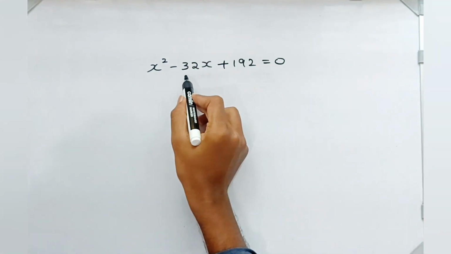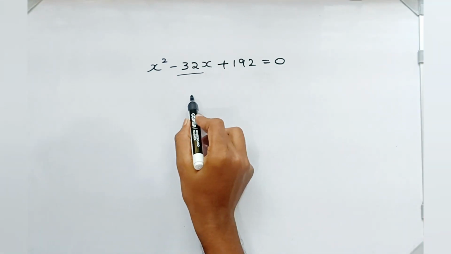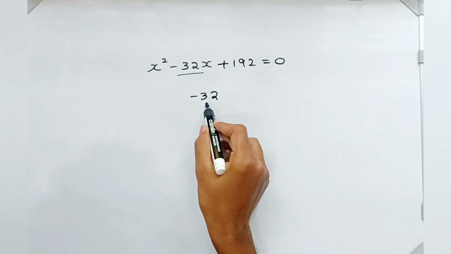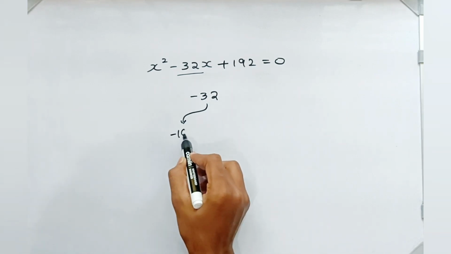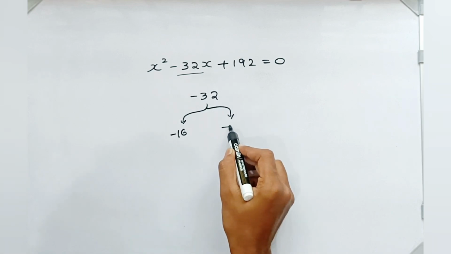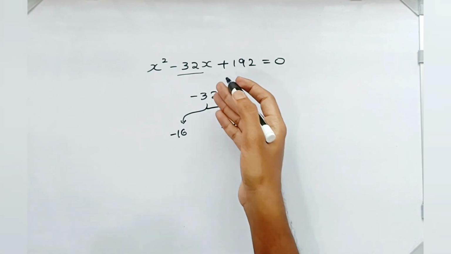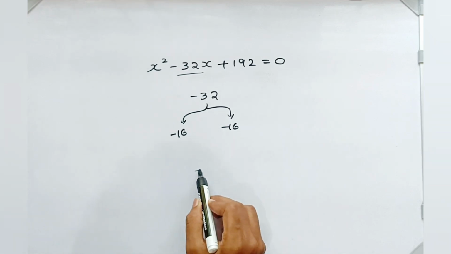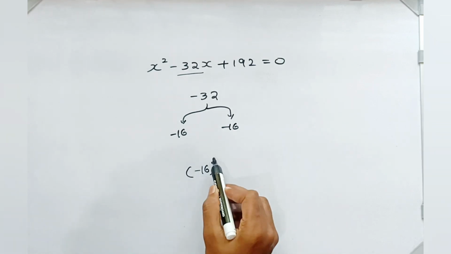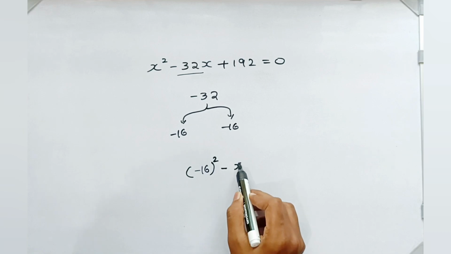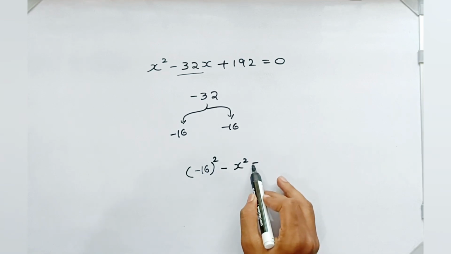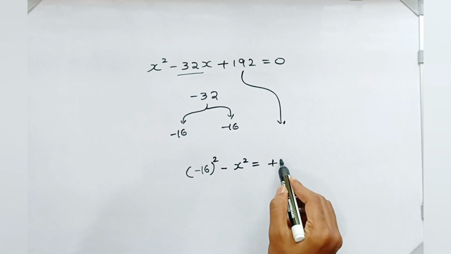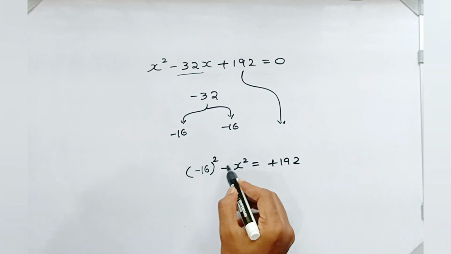The first step is we have to take this number, which is minus 32. Next we just need to write it as minus 16 and minus 16, just half of 32 is 16. The next step is take this minus 16, take the whole square minus x square, and that is equal to plus 192. I'm writing plus 192, and try to find out the x square.